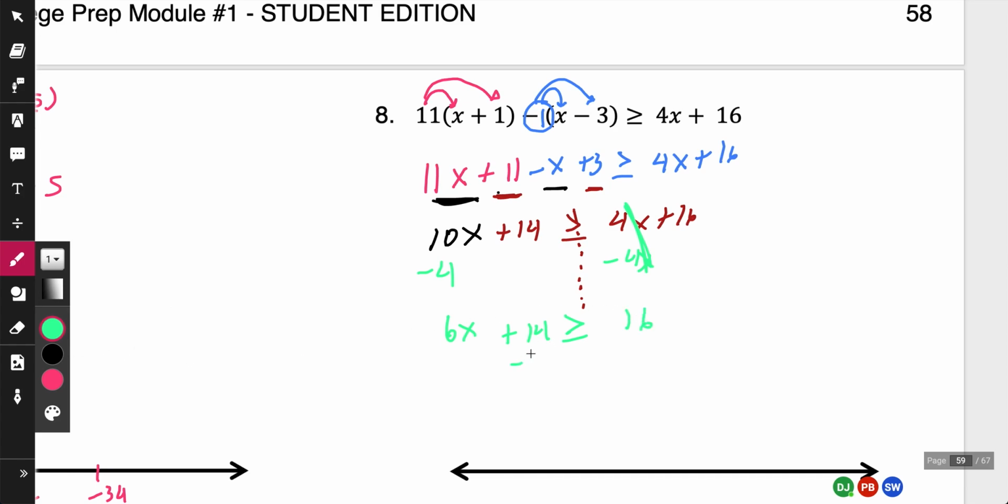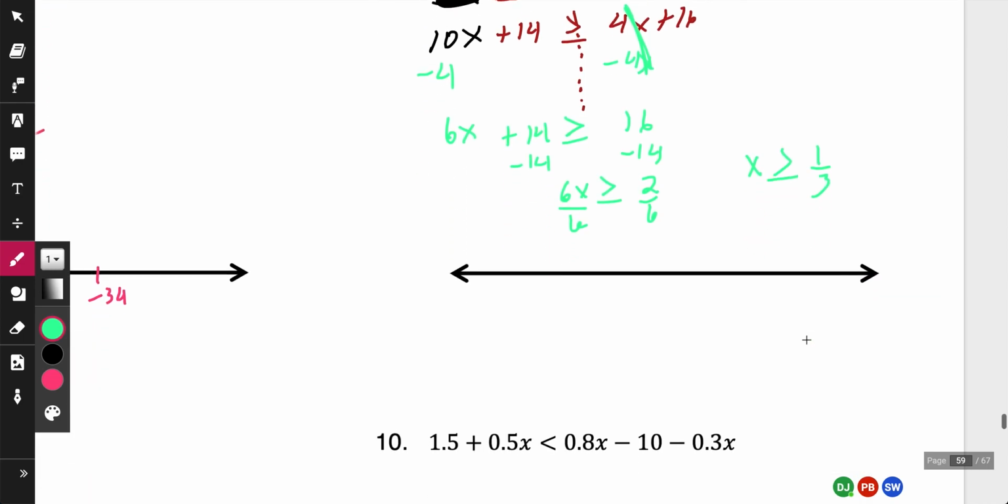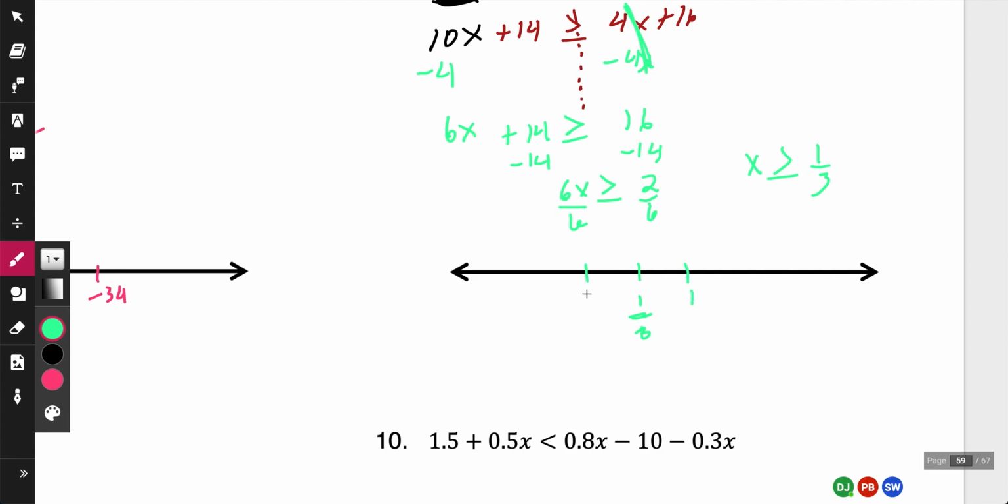From here, let's go ahead and minus 14 on both sides to have 6x is greater than or equal to 2. Nope, just 2, just 2. Take that back. Okay, so then final step is divide both sides by 6 to have x is greater than or equal to 2/6, which reduces to 1/3. So 1/3 is going to go in the center. You have 1 on the right, 0 on the left. You're going to have a closed circle because it's greater than or equal to. And since it says greater than, we are going to shade to the right.